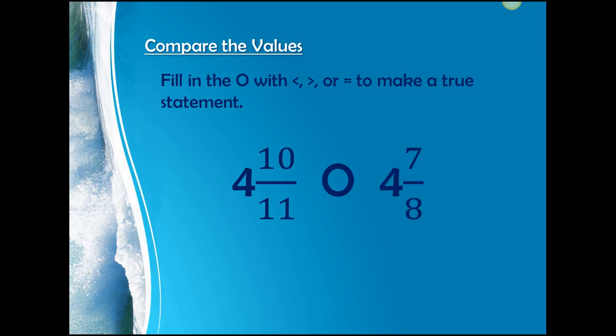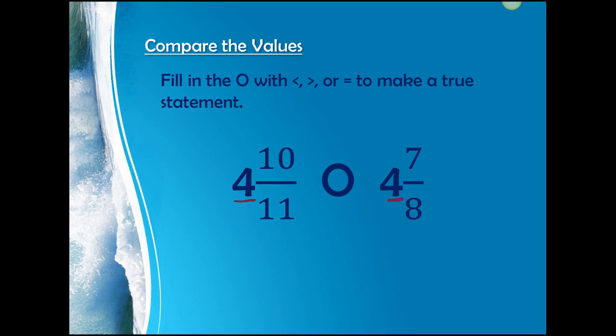When you have a mixed number, the same methods still apply. The first thing you want to do, though, is to compare the whole numbers. If the whole numbers are equal, you then need to move on and compare the fractions. If one of the whole numbers is greater than or less than the other, then you don't even have to worry about the fractions. You already have your answer.